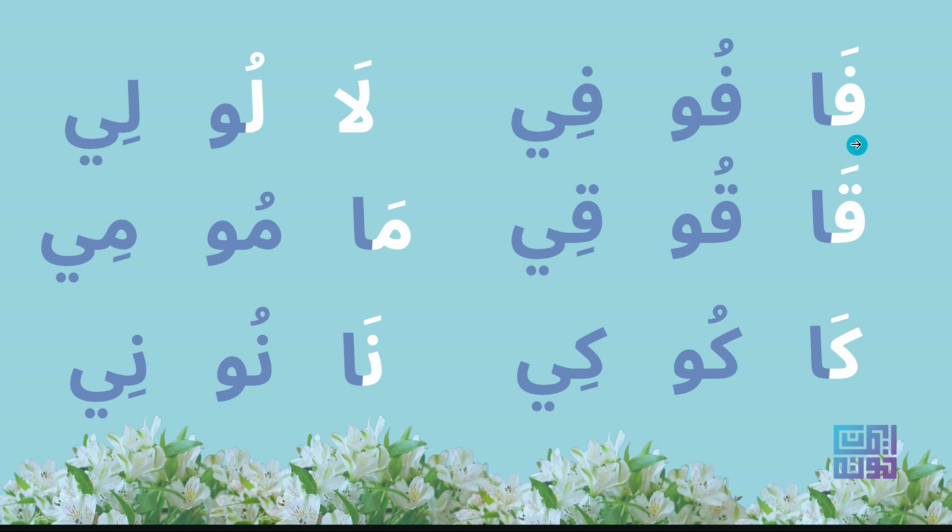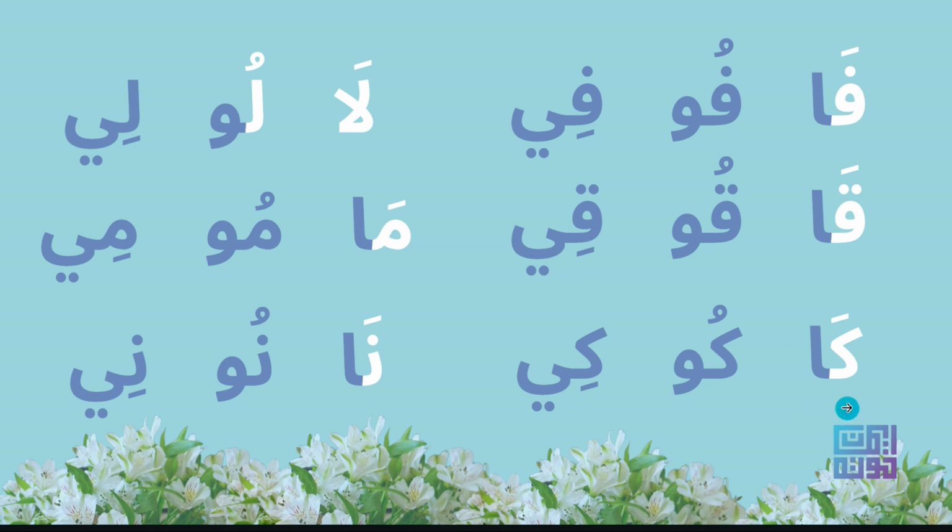Fa. This is the name of the letter. And let's pronounce it. Fa. Fu. Fi. Don't over-elongate. It's just fa. Fu. Fi. What about this one? Qaf. This is the name of the letter. Let us pronounce it. Qa. Qu. Qi.